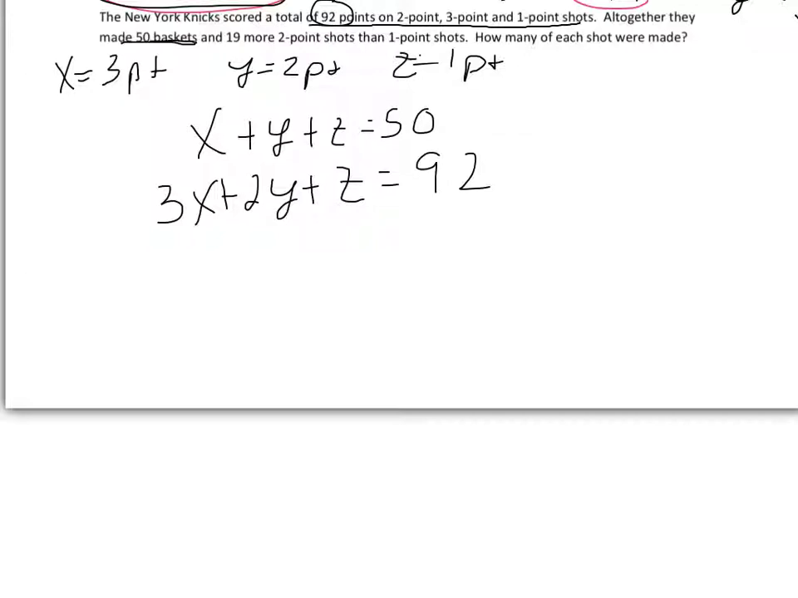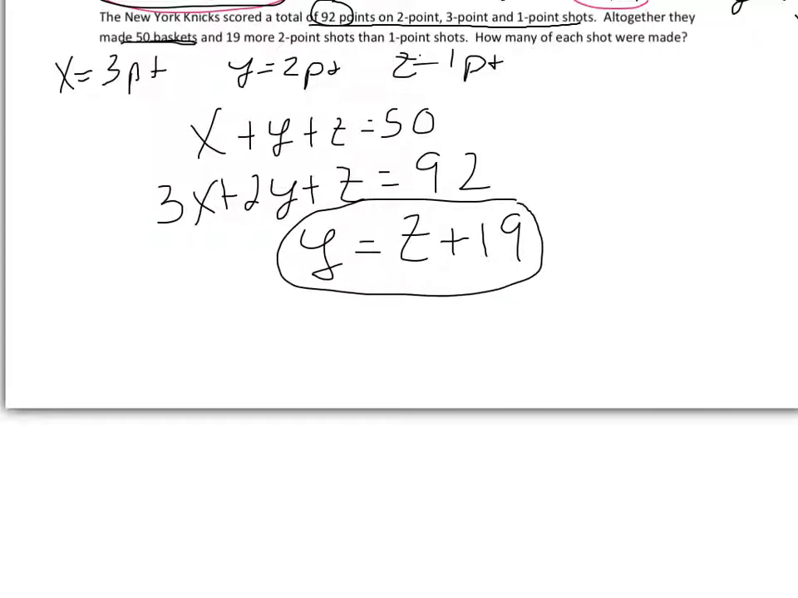And then there's 19 more 2-point shots than 1-point shots. So the 2-point shots is y. There's 19 more of these than the 1-point shots, which is z. So if we add 19 to the z, that's going to make those two things equal. Now essentially we have to solve this system. Because we have y, we could use substitution and plug z plus 19 in for that y and that y. So let's go ahead and do that.